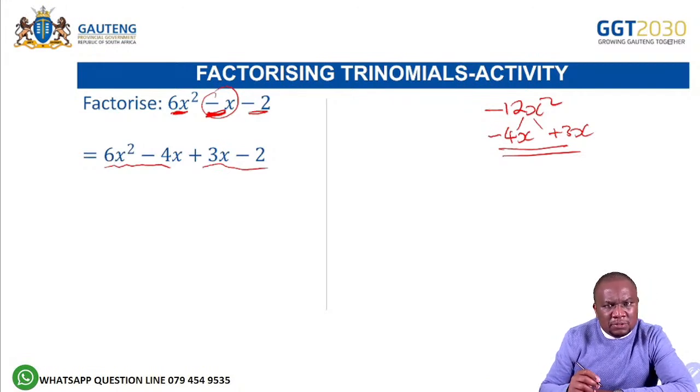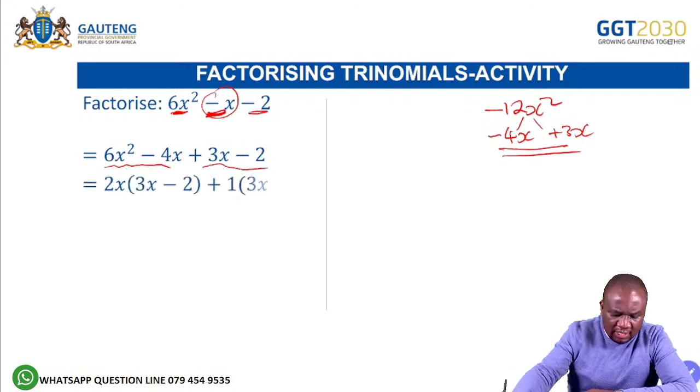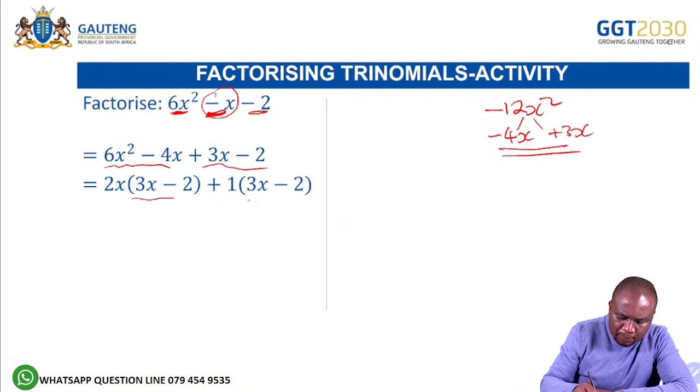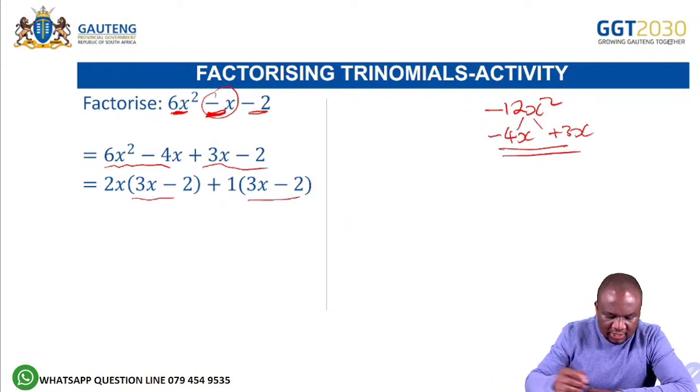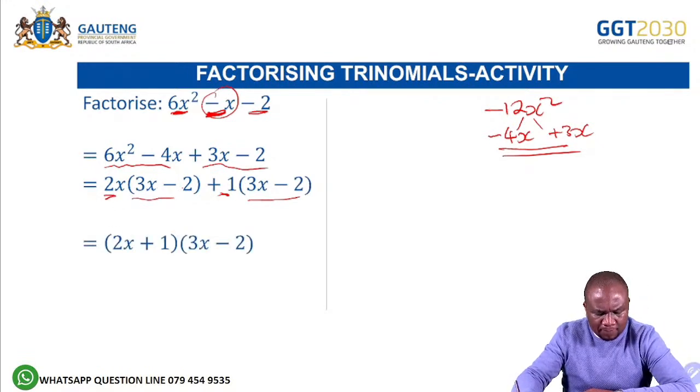Can I just show you the factorization part? We've been doing this, okay? And then we factorize like this. And then we write our final answer, which is this. 3x, 3x minus 2 is our first bracket. Then these two form the second bracket. That's our final answer, okay?